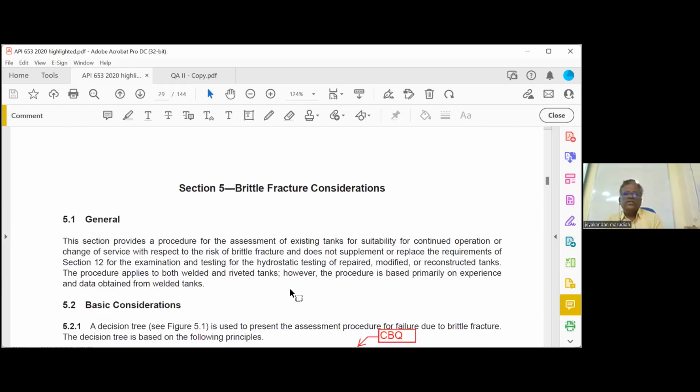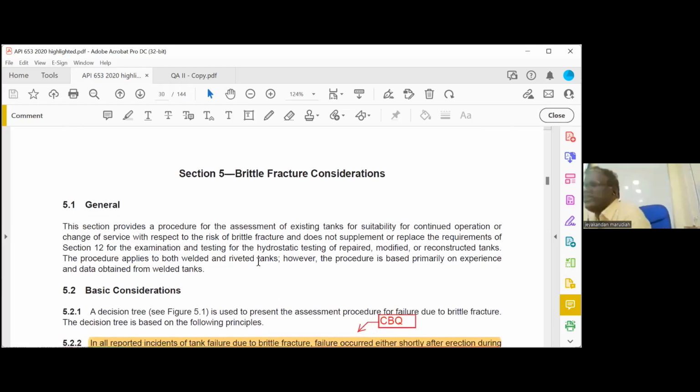Okay, sir. So we will start chapter 5. Very simple chapter, brittle fracture considerations. But in the exam, they are asking 3-4 questions in this chapter. Generally, 3 questions are asked in the exam.